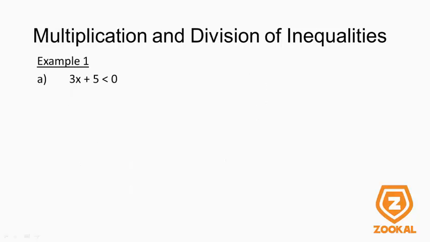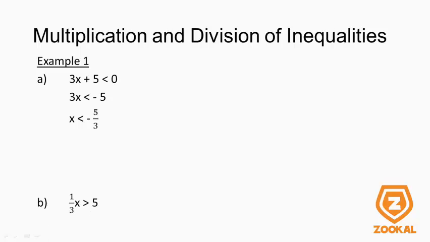Multiplication and division of inequalities. In example 1a, we have 3x plus 5 less than 0. What we'll do first is bring 5 over to the right hand side, and then subsequently we'll divide by 3 so that we will just get x at the left hand side. So our answer here will be x less than negative 5 over 3.